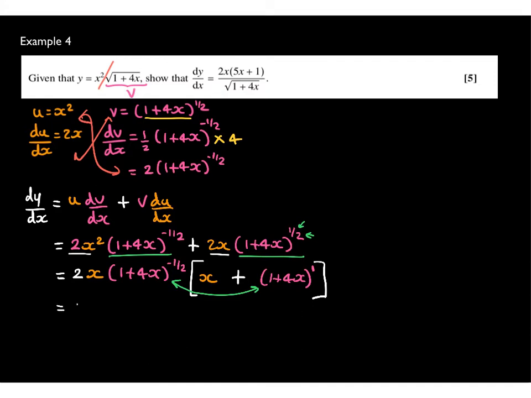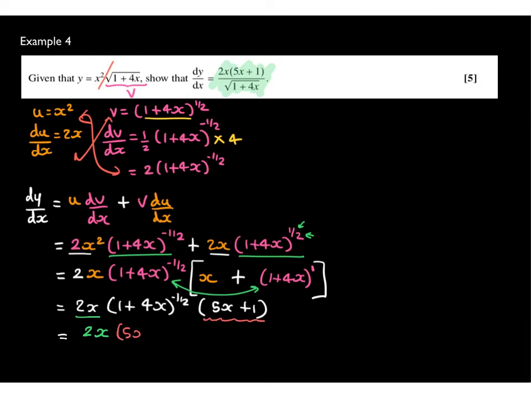So, simplifying the content of the large square bracket gives me 5x plus 1. I cast an eye on the final answer that I'm trying to get to, and I can see this matches up with my work very nicely because I have the 2x that I need here. I have the 5x plus 1 in the numerator that I also need, and this part here can be written in the denominator as the square root of 1 plus 4x. So I get to the required answer.